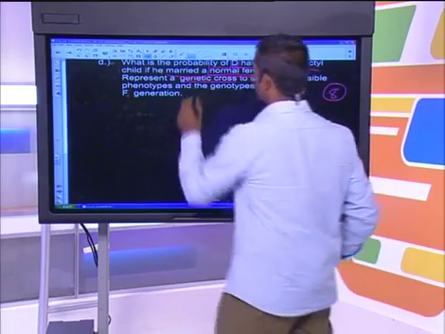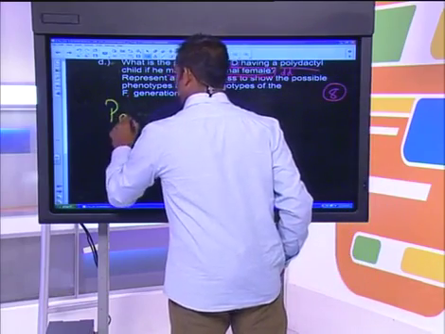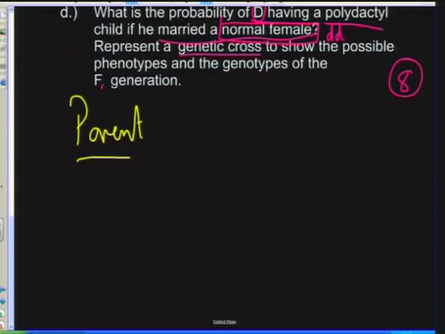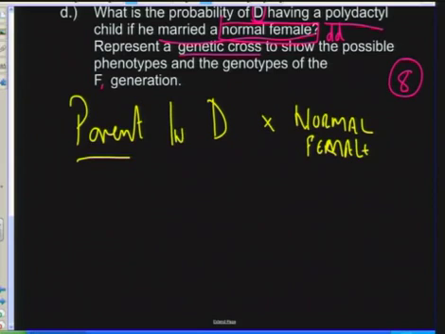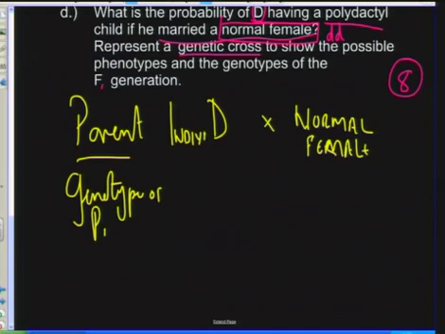So we've got to start with, I'm going to go down to the parents. In this case, the parents are individual D and a normal female. Okay, normal female. And this is individual D. Let's look at the genotypes of, and we call this the parent P1. So individual D, we said, is capital D, small d, and the normal female would be small d, small d.